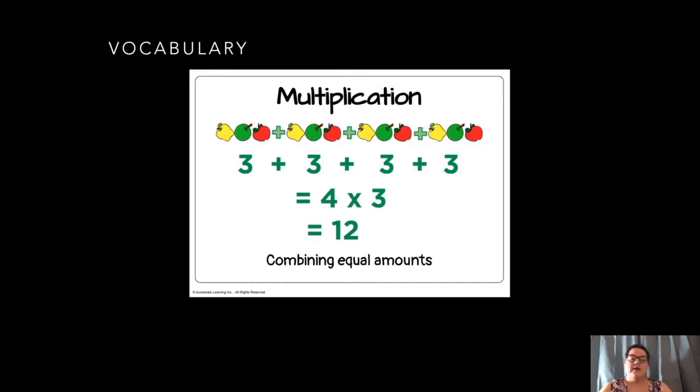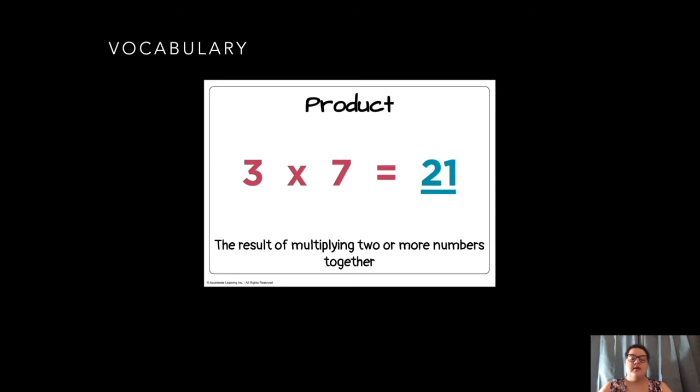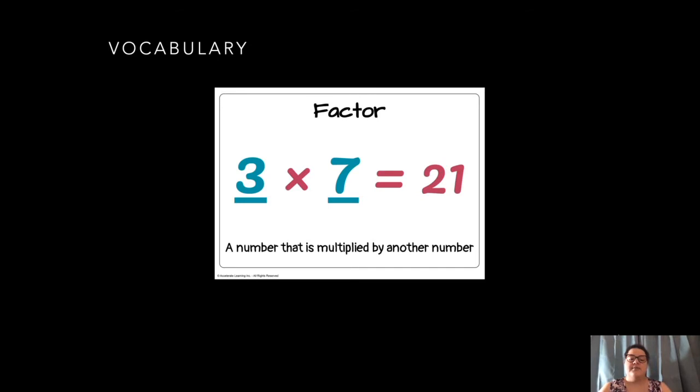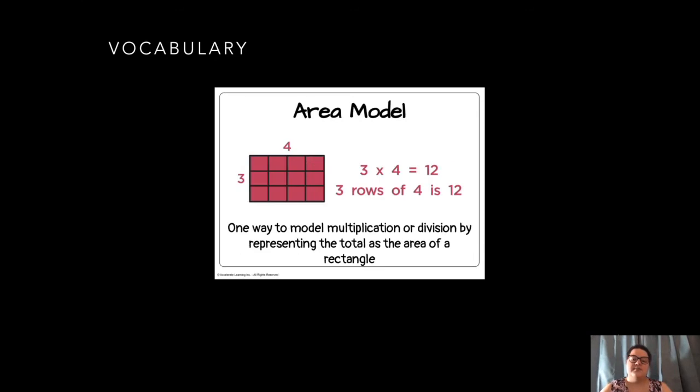Our vocabulary. Multiplication is combining equal amounts. Product: the result of multiplying 2 or more numbers together. So your answer in multiplication is called the product. Factor: a number that is multiplied by another number. So in this example problem, 3 times 7, the 3 and the 7 are the factors.